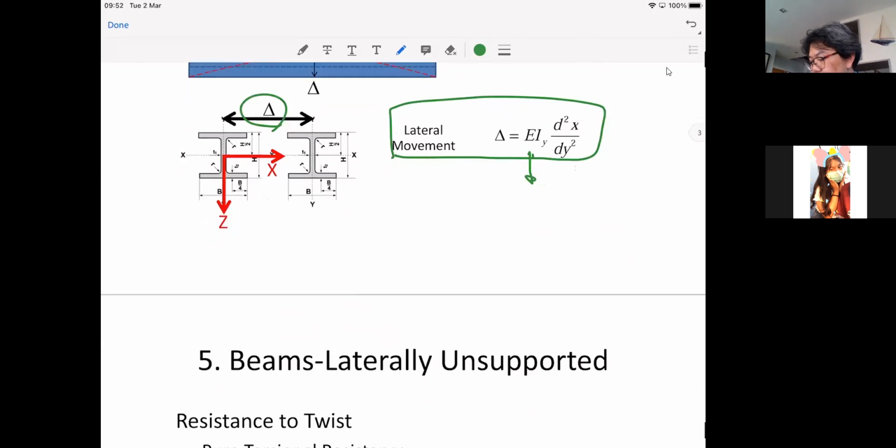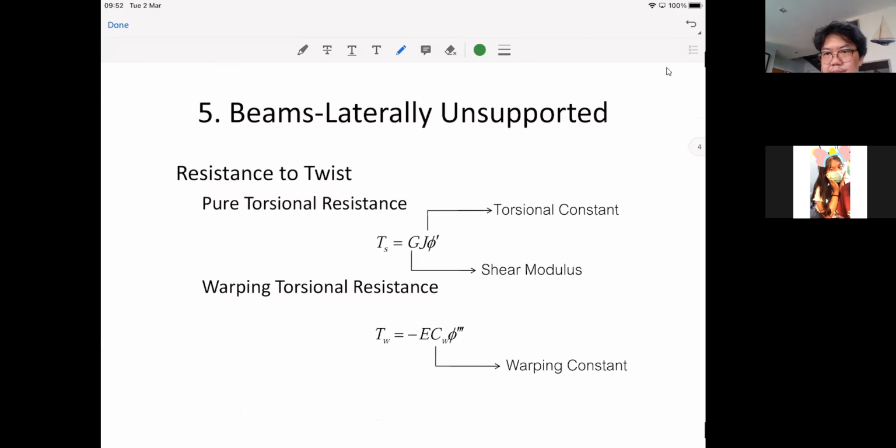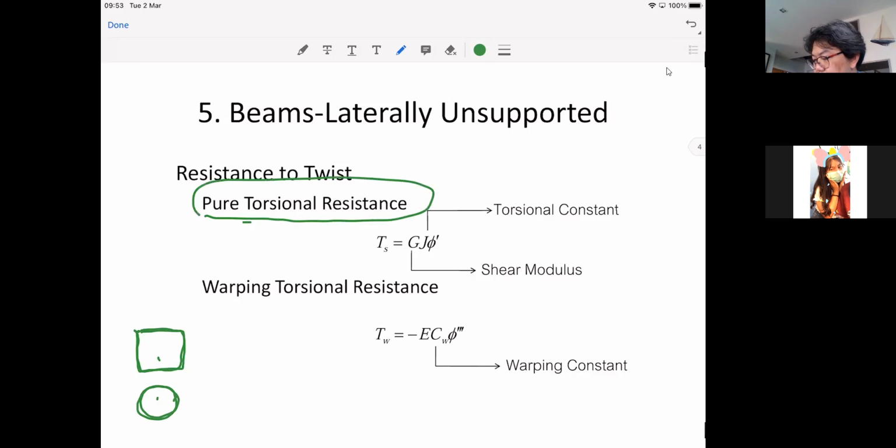The next one is the torsion. Now there are two kinds of torsion. Generally, something like this is called the closed section. The section is closed as a loop. The closed section is very, very good against torsion. That is why you started studying torsion in mechanics of materials with this kind of shape. When you consider this, it is only pure torsion if it's a closed section. Okay.